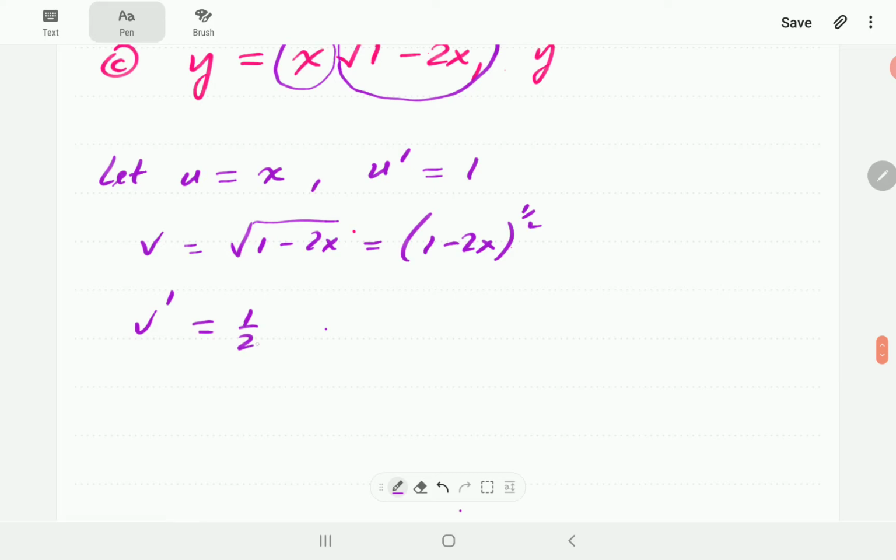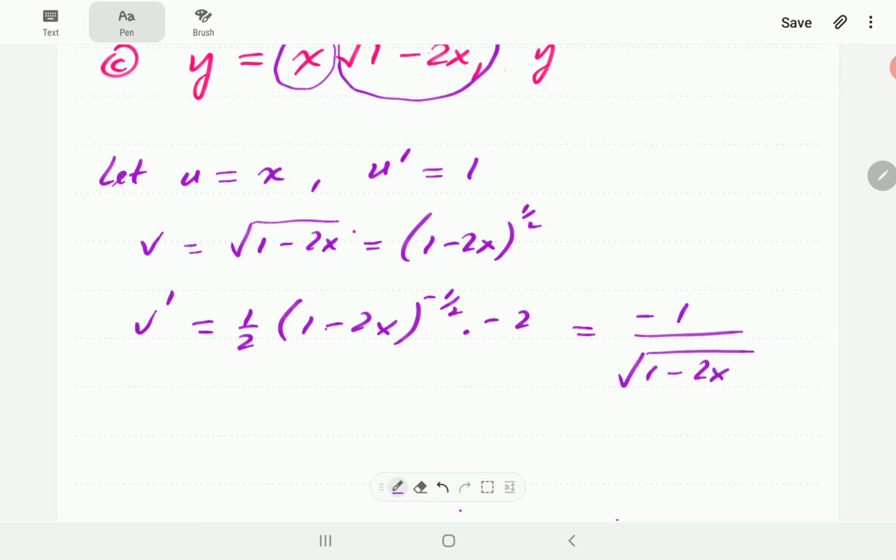So if we first differentiate the power, that means multiply by a half, subtract 1. Then after that, we're going to multiply by the derivative of the inner function. So that's going to give us negative 2. Negative 2 times a half is going to be negative 1. And then I'm going to write this as a square root in the denominator.